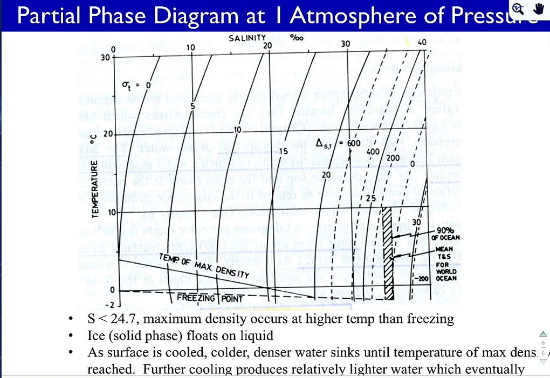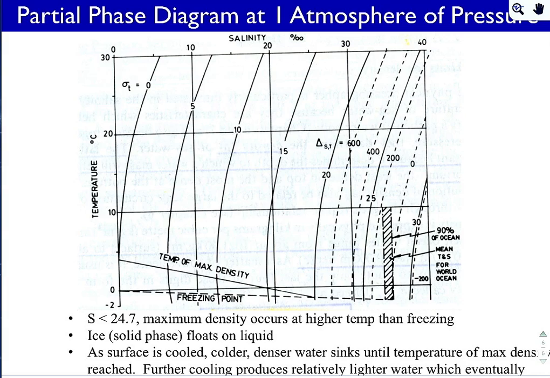So we can wrap this up discussing the phase chart of water, seawater, at 1 atmosphere of pressure. We're ignoring the effects of pressure for the moment, and this gives you an idea of the more complex relationship between density, salinity, and temperature than we saw in our simple linearized case. So you can imagine a surface in 3D.